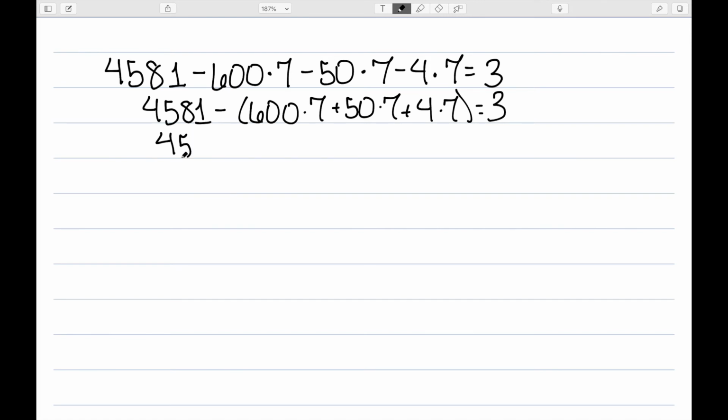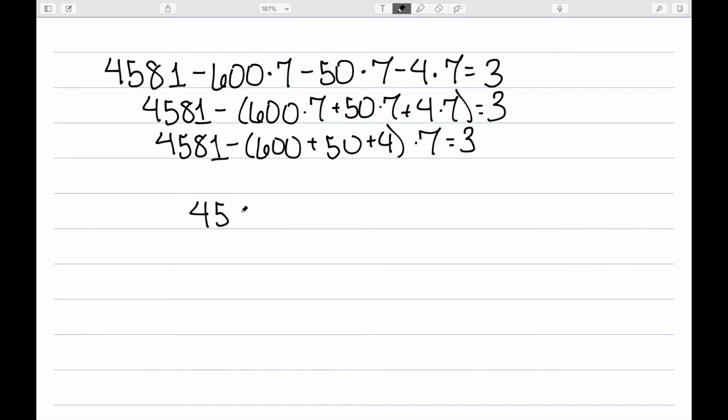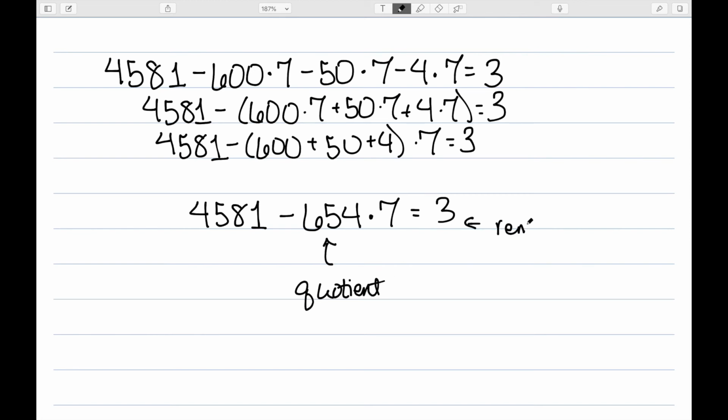The distributive property allows me to pull out a 7, so I can write this as 600 plus 50 plus 4, all times 7. So we have 4,581 minus 654 times 7 is equal to 3. And here we have our quotient pop out. And the right-hand side is my remainder. So this puts into equations exactly what we just did with that scaffold method.